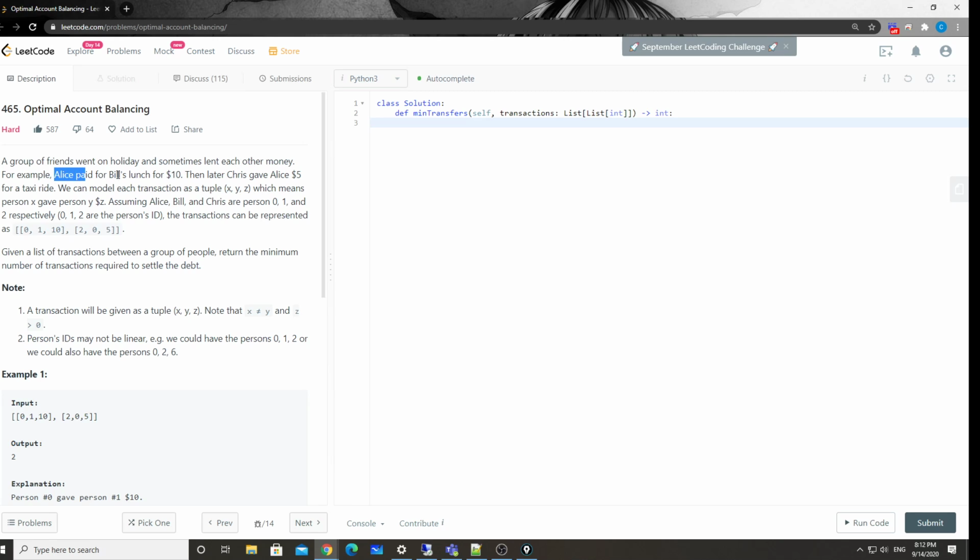For example, Alice paid Bill this amount of money, which is represented by the lender, the receiver, and the amount of money. Then, given a list of transactions between a group of people, return the minimum number of transactions required to settle the debt.